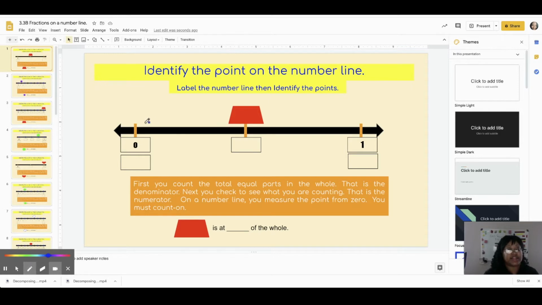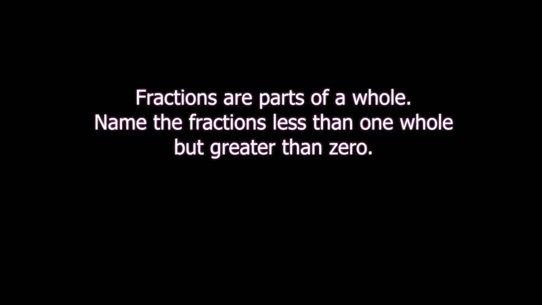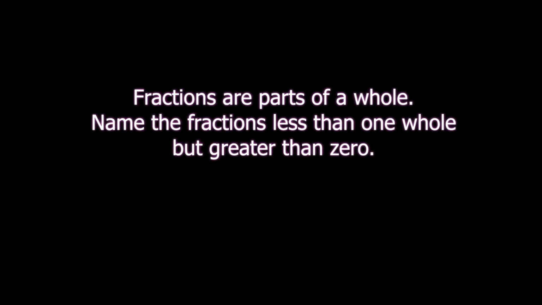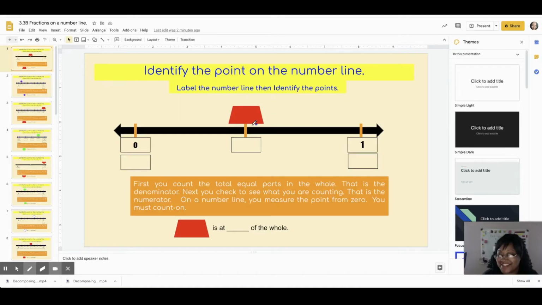So let's look at this number line. So here is 0 and here is 1, and I have a point that is less than 1 but greater than 0. Fractions are parts of a whole. So we're going to look at fractions on a number line, and we're going to name the fractions that are less than one whole but greater than 0. Okay, let's go to our number lines. So it's a fraction.